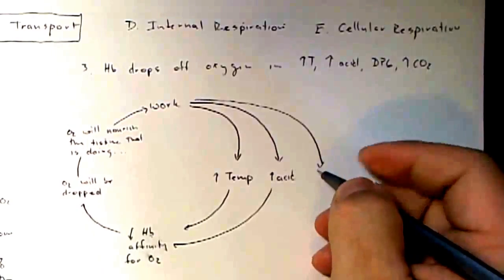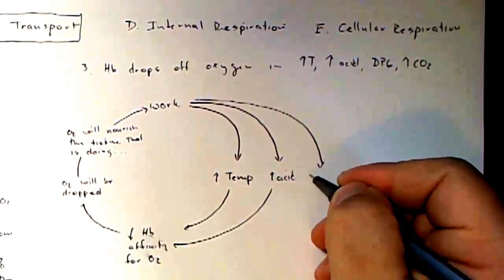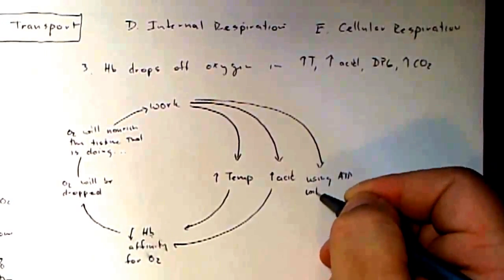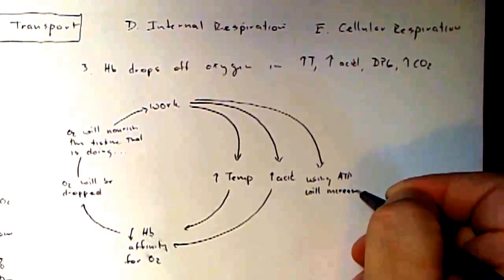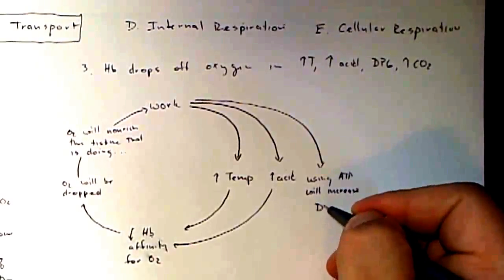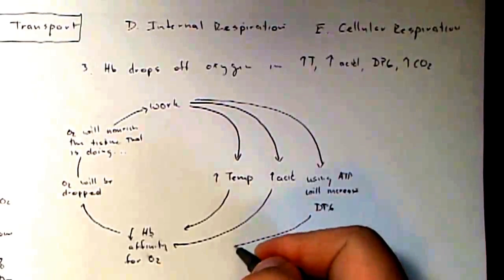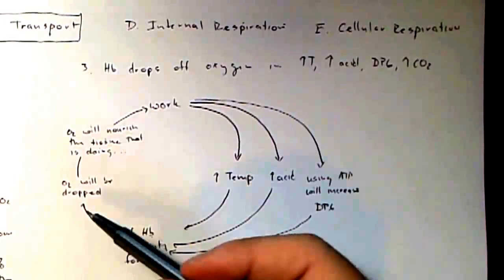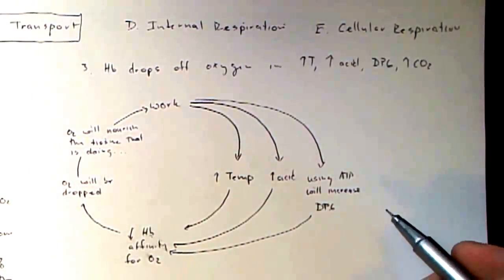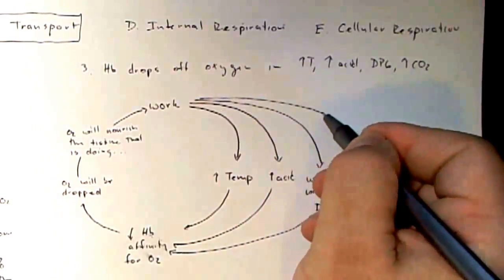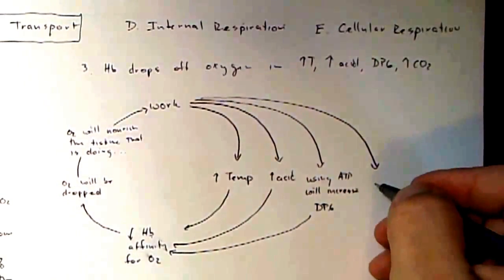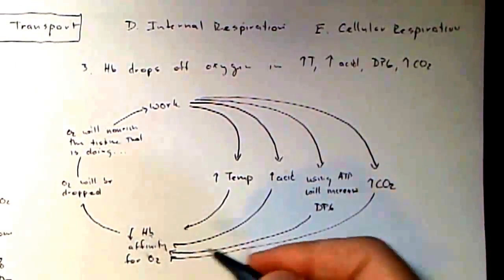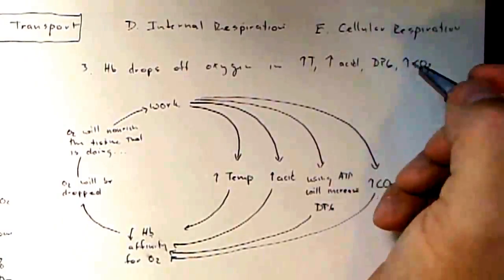If tissue is being used, then it's going to burn ATP. So using ATP will increase a metabolite called DPG. DPG makes hemoglobin not like oxygen as much. So hemoglobin affinity goes down, oxygen is dropped off, O2 will nourish the tissue. The last one is an increase in CO2 will also do this. And this is called the Haldane effect.